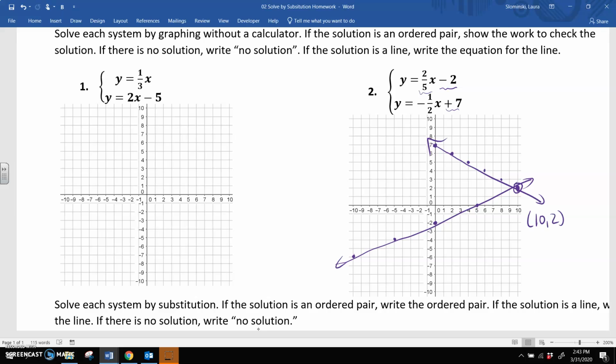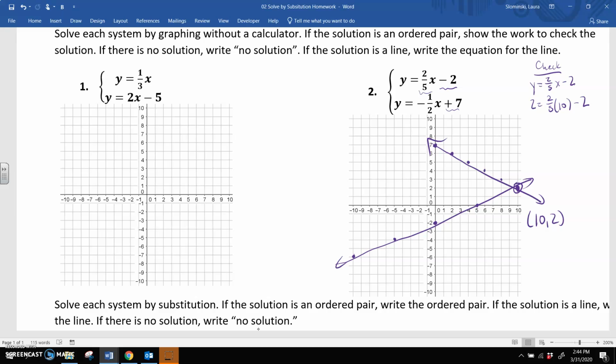Now I believe that's my answer, but we want to make sure we check it. And remember, to check an answer, we take an equation, 2/5 x minus 2. We plug in the x and the y. The y is 2. The x is 10. And we have to simplify the right-hand side here to make sure we get 2.